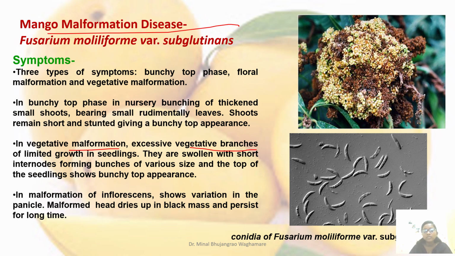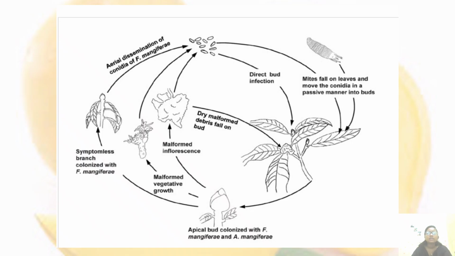Coming to the next phase, that is floral malformation, which we can majorly see under mango malformation, drying of the head with a black mass persists for a long time, which leads to the floral malformation. Coming to the disease cycle, mainly two spores are formed, that is chlamydospores and conidia. Chlamydospores act as resting spores, which under favorable conditions lead to the disease cycle when the host is available. Secondary infection is spread by the conidia from leaves and fruit to the other healthy parts of the plant.